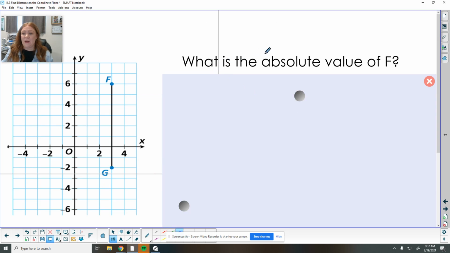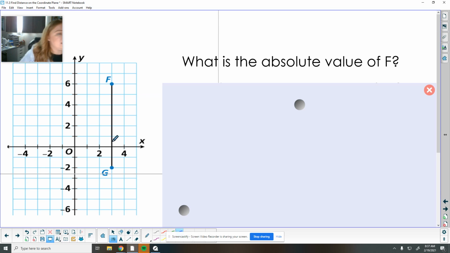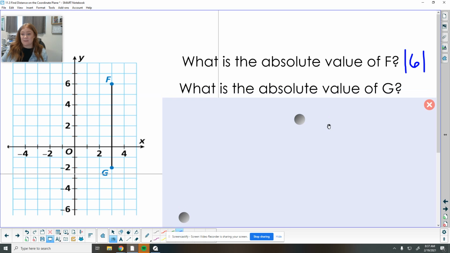So now I want to know, what is the absolute value of F? So remember, absolute value is the distance from 0 to that point. So the distance here, hold on, lights are turning off on us. So the distance here, we're starting at 0, was 1, 2, 3, 4, 5, 6. That was its y coordinate. It went up 6. Remember, absolute value, we draw those lines around it.